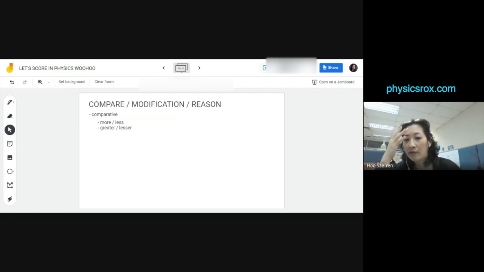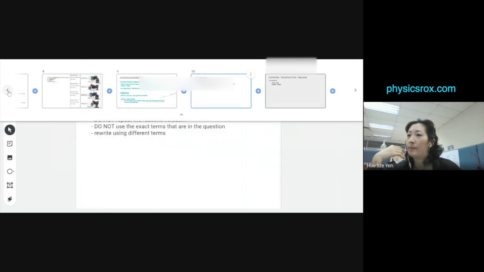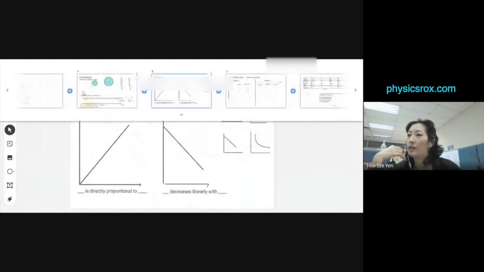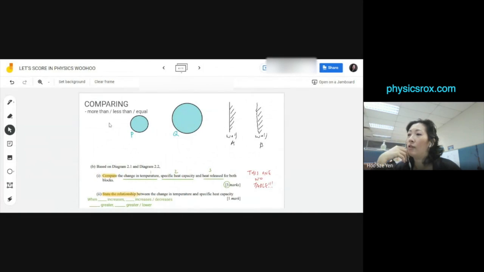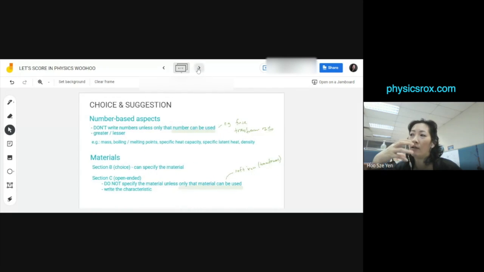You know, so you try to use these terms rather than just saying, for example, if we talk about comparison, like let's say P and Q, you don't say, oh, P is small, Q is big. Wall A is smooth, wall B is rough. Try not to do stuff like that. You try to always compare it. Like P has a lesser volume than Q, right? P has a lower specific heat capacity than Q. So you always try to write in comparative terms.